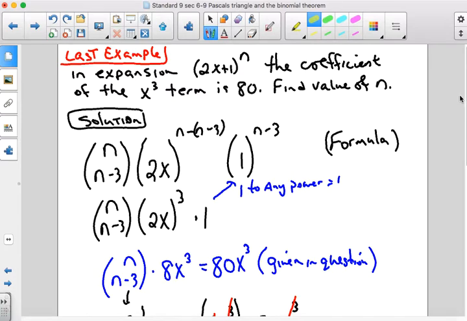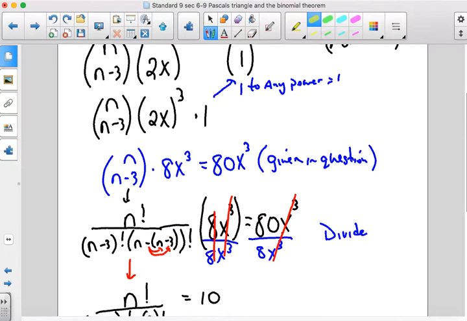I'm going to simplify this a little bit. I still have n choose n minus 3. 2 cubed is 8, x to the third. And they told us that the coefficient was 80 for the x to the third term. This was given in the question. So we just have to use that information. So I set this equal to what they said it's supposed to be, 80x to the third.